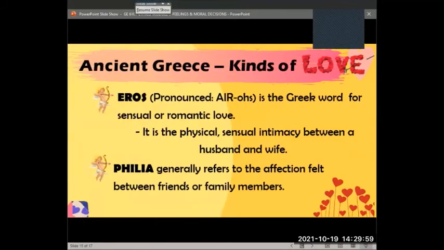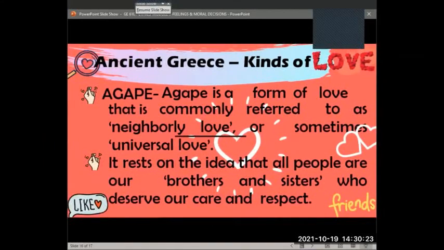In ancient Greece, there are different kinds of love. We have what we call eros. Eros is the Greek word for sensual or romantic love. So it is the physical, sensual intimacy between a husband and a wife. Another kind of love is what we call philia. It generally refers to the affection felt between friends or family members. And the last kind of love is agape. Agape is a form of love that is commonly referred to as neighborly love or sometimes universal love. It rests on the idea that all people are our brothers and sisters who deserve our care and respect.